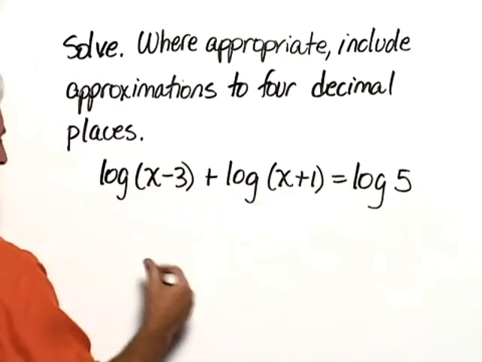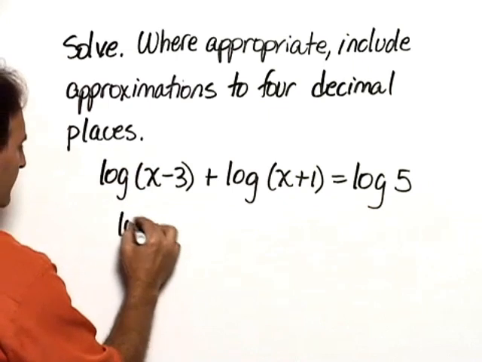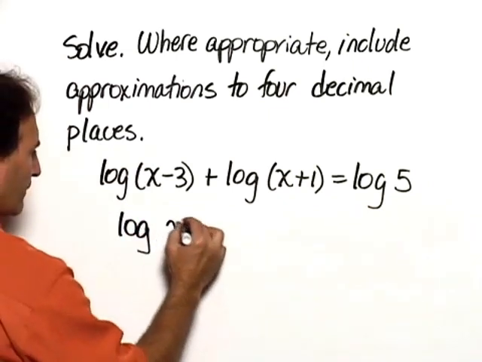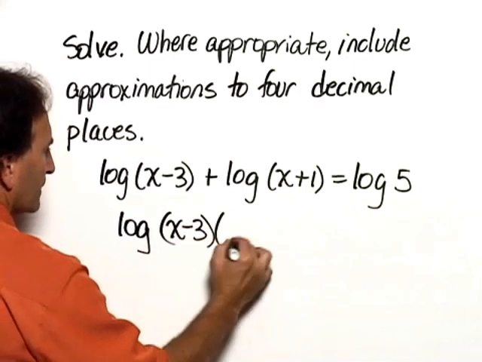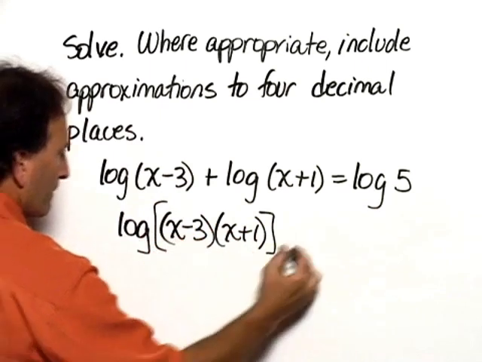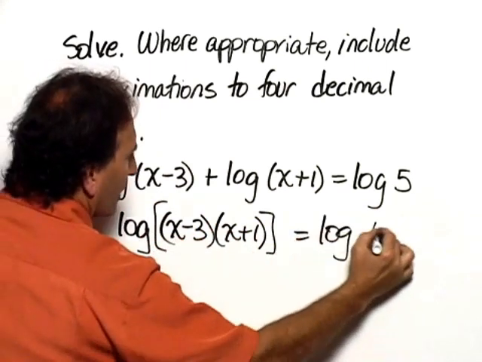Since we're adding together 2 logs, remember we can rewrite that as the logarithm of the product. So the log of (x minus 3) times (x plus 1), and that equals the log of 5.